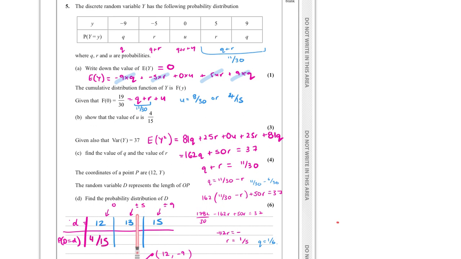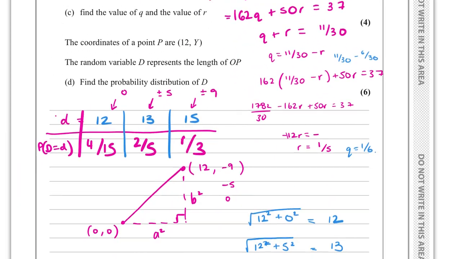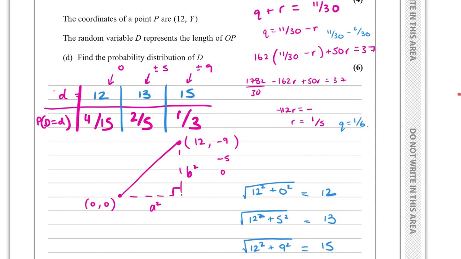Okay, the probability of plus or minus 5 is r plus r. What was our r? 1 over 5, so this is 2 over 5. And then the probability of us getting a length of 15 is when our y was 9, which is q, and q, which is 2 over 6, the same as a third. Okay, nice and easy. I think that was a lovely 6 marks, actually. Brilliant.